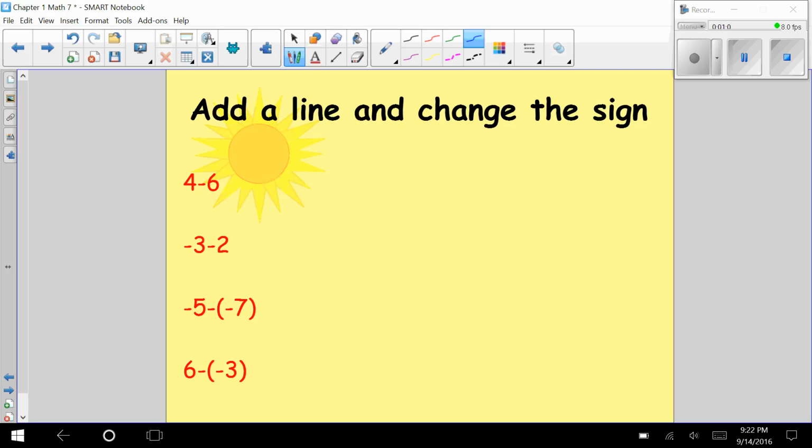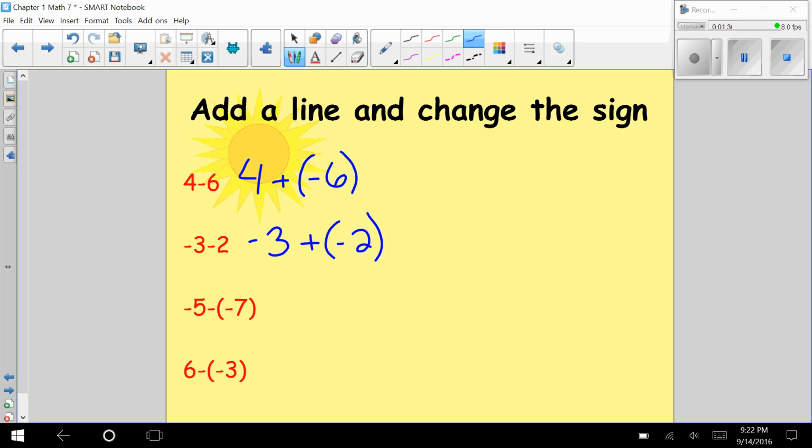So 4 minus 6, the first number stays the same, the minus becomes a plus, and the second number becomes its opposite, so 6 becomes negative 6. For negative 3 minus 2, the first number stays the same, the minus becomes a plus, the second number becomes its opposite. And quick note, the reason I put the parentheses around the second negative number is because it just cleans up our equation a little bit.